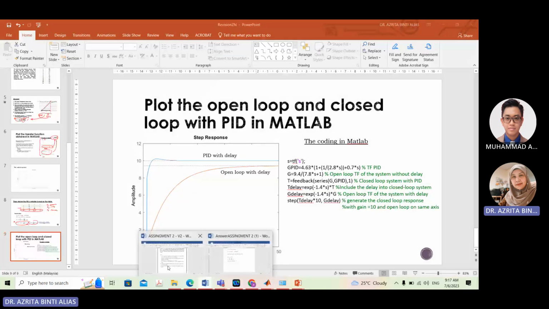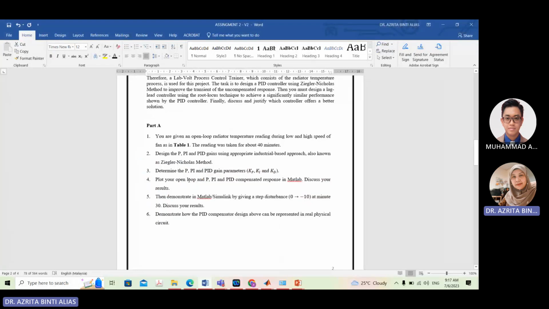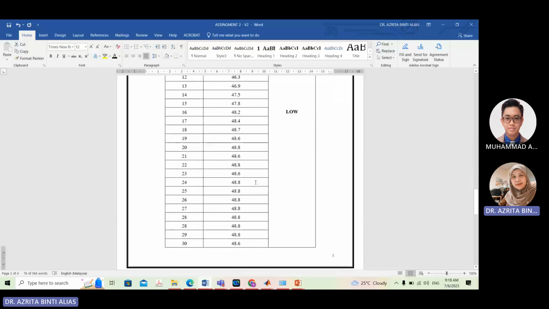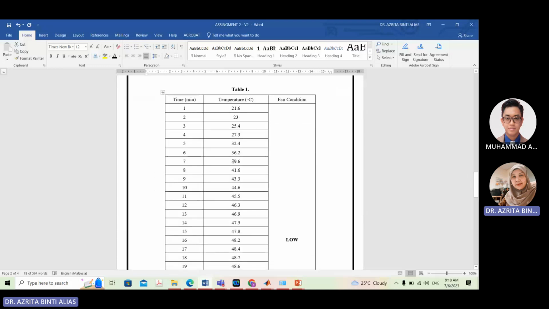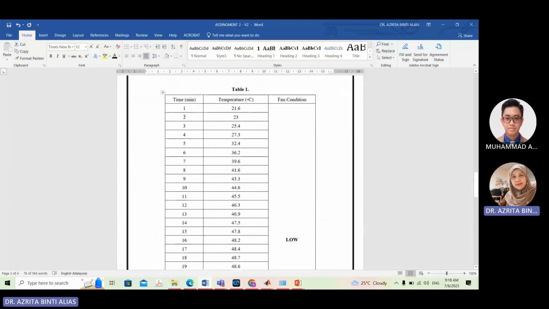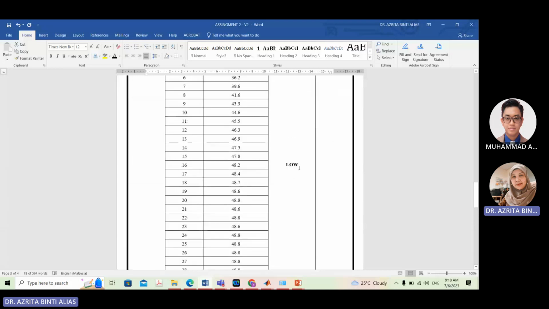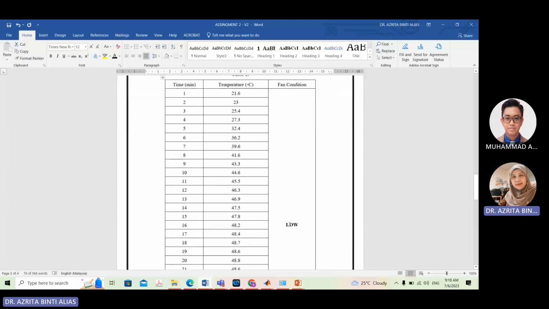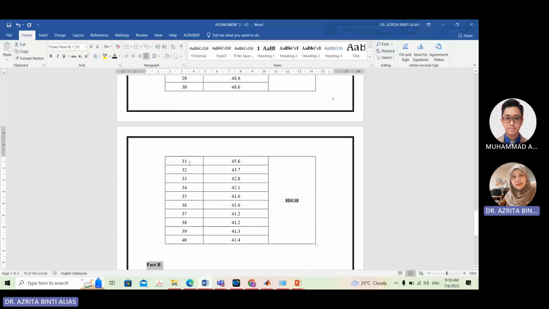Okay, now we go back to our assignment part A. You are given an open loop radiator temperature reading during low and high speed of the fan as in table 1. The reading was taken for about 40 minutes. This is just a statement. So we have here a table for 40 minutes. During minutes 1 until 30, the fan condition is set to low, and later on from 31 until 40, the fan is set to high.